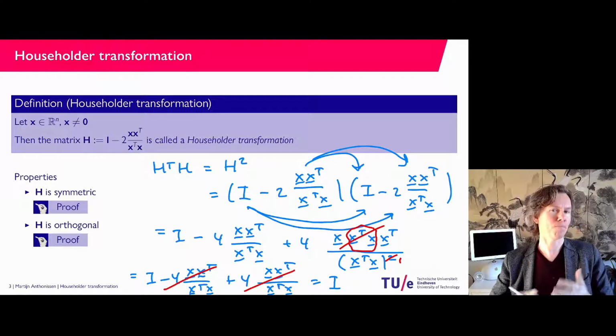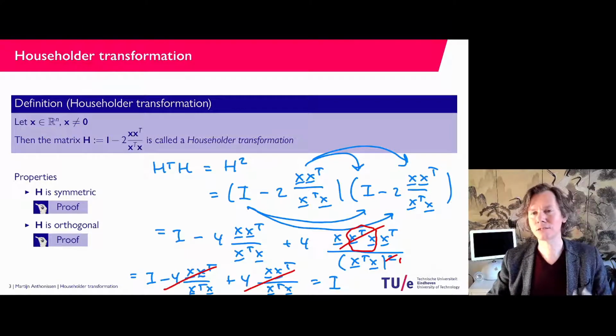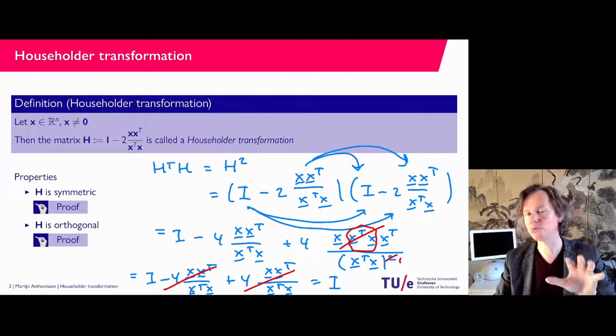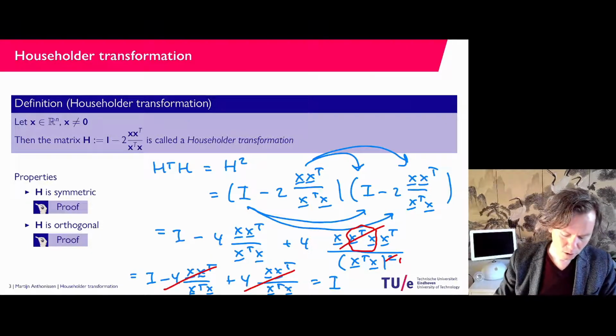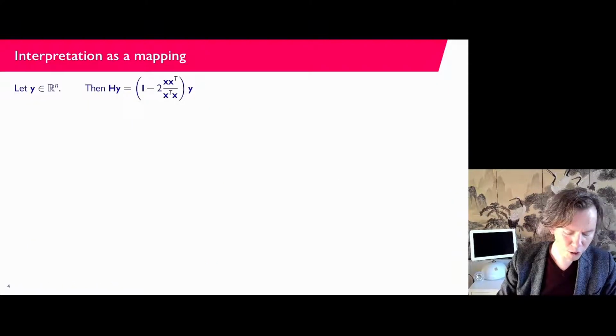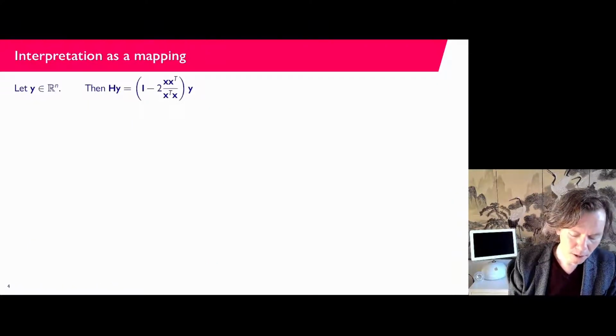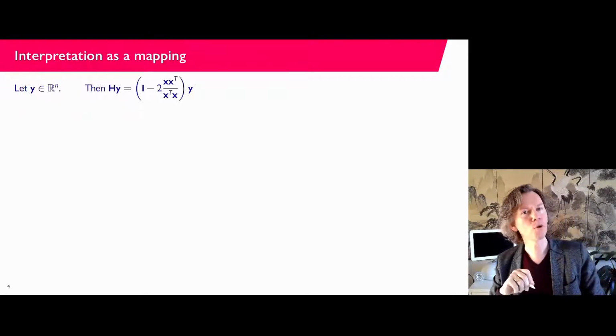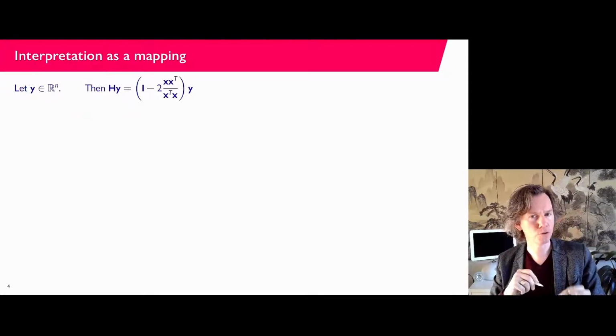Now, this is playing a little bit with formulas and it doesn't give a lot of insight yet. So let's look at the interpretation as a mapping. So what happens if I take a vector x and I apply such an H matrix? What is going to happen there? So what I do here is I pick any vector y in Rn, and I am going to compute H times y. But here I will already show you that in principle you do not form the H matrix.